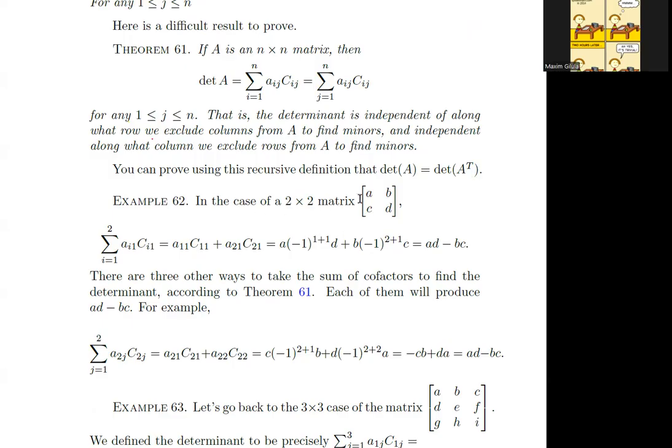So let's use cofactors to compute this determinant. Here, i goes from 1 to 2. So you get A11 C11 plus A21 C21. A11 is A, and it's in the 1, 1 spot. So you get a minus 1 to the 1 plus 1. C11 is the matrix left after we remove all of the rows and columns containing A, which is just the 1 by 1 matrix D. That's the cofactor in this case, times the minus 1 to the 1 plus 1.